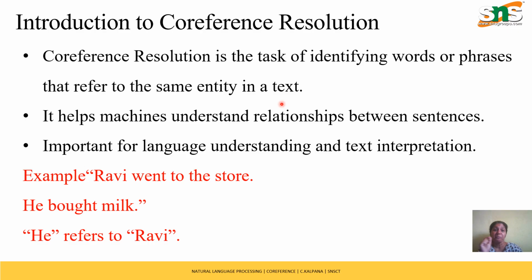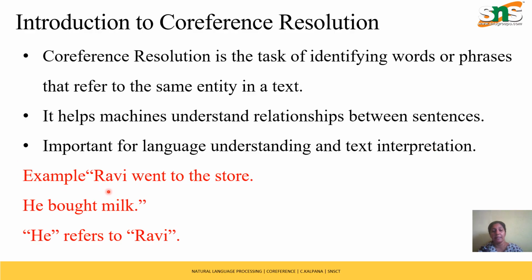We can't refer to the same name again and again. So for that purpose we use the pronouns he, she, it. That is the purpose of coreference resolution here. It helps the machine to understand the relationship between the sentences.